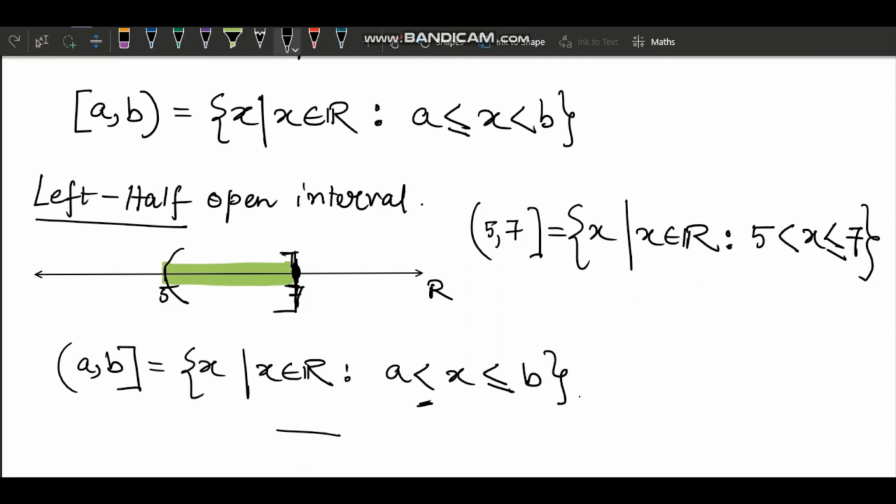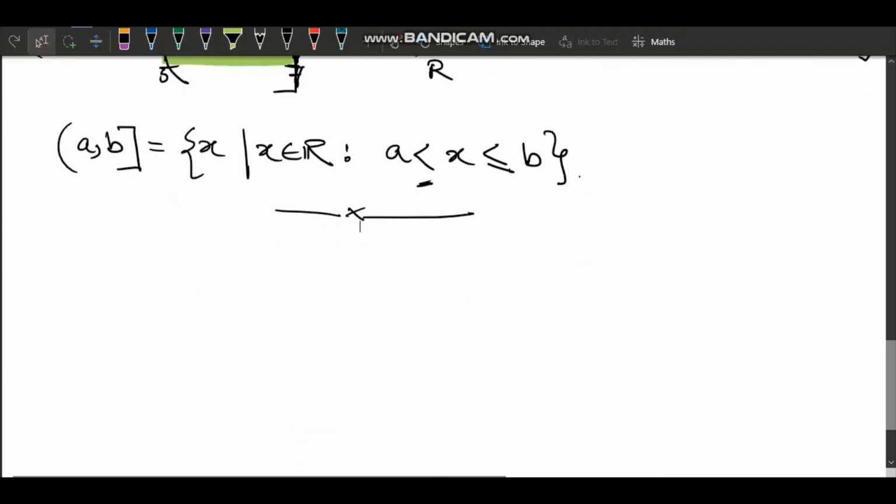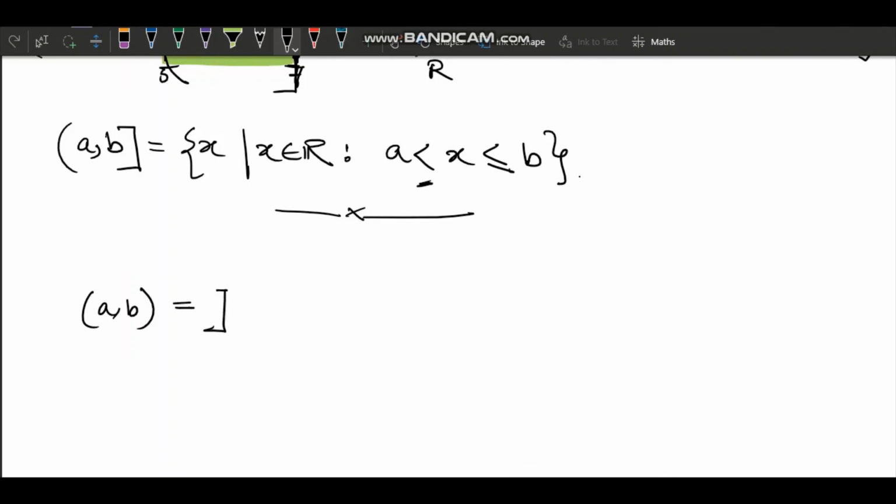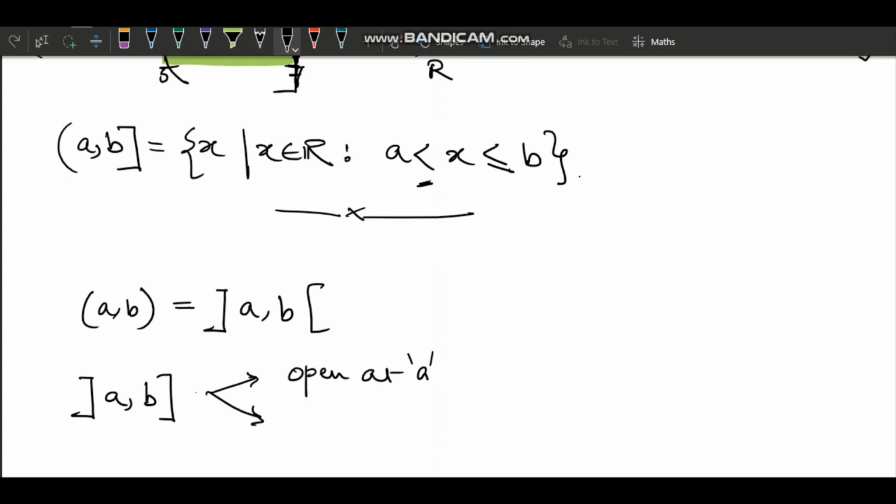So you see that intervals are nothing but subsets of real numbers, and we have discussed the 4 types of intervals. One thing that I missed out is an open interval can be written in this form also. So this is an open interval AB. Another way of writing the same thing is this. So what does this indicate? It indicates that the interval is open at A, but it is obviously closed at B.